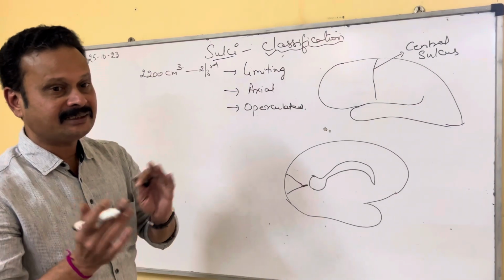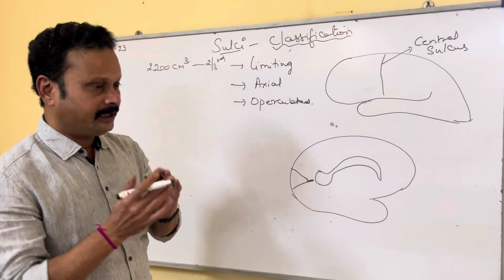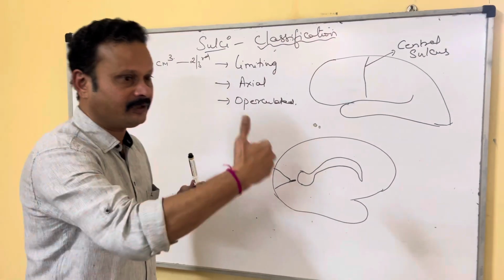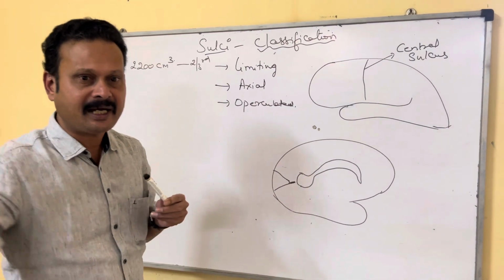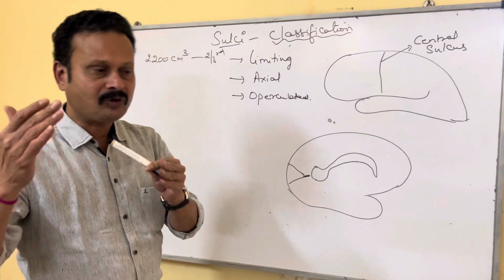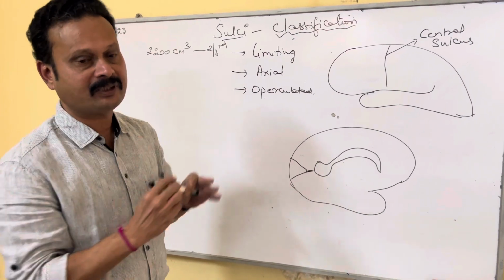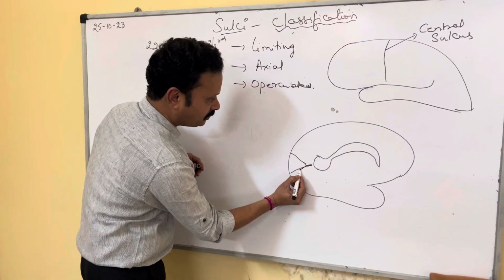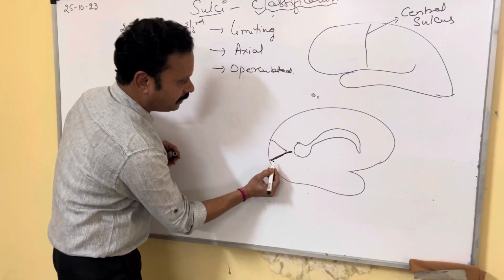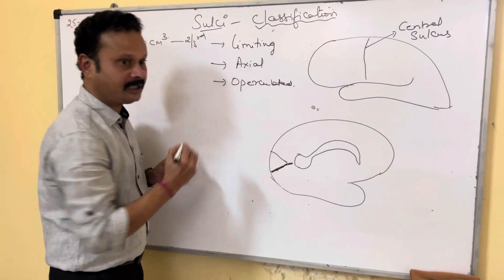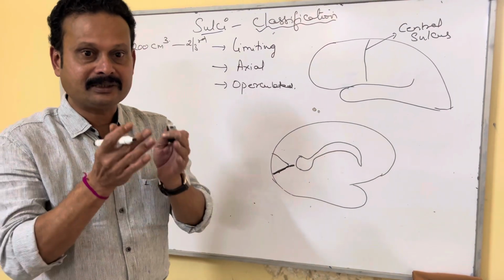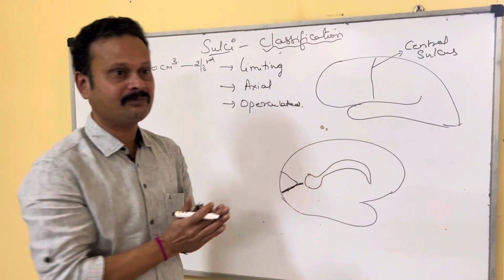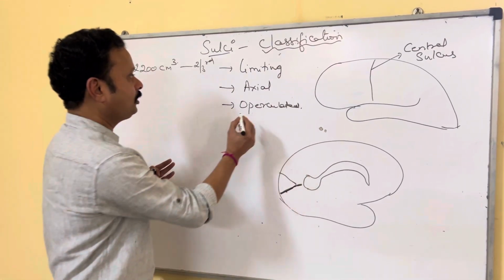Second one is the axial sulcus. Any sulcus which lodges the functional area within it, the floor of that sulcus forming an axis for the functional area, is an axial sulcus, that is, this posterior part of the calcarine sulcus. This posterior part lodges the visual area in it. Hence it is an example of axial sulcus.